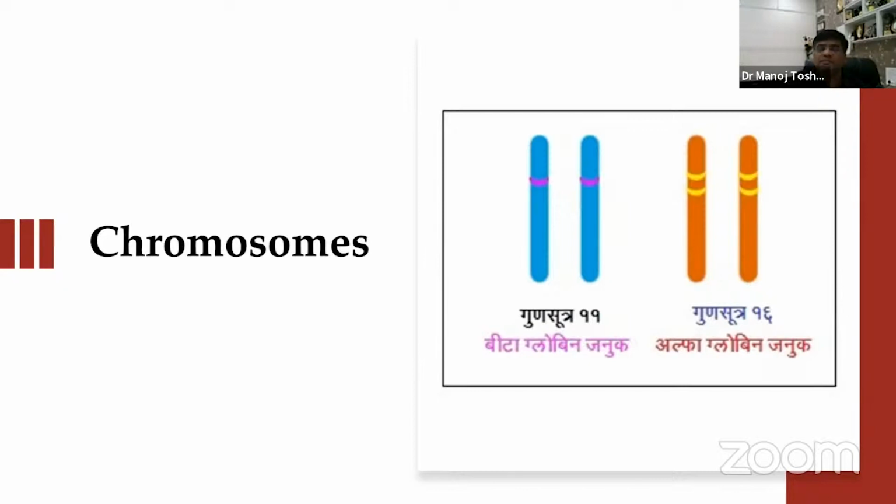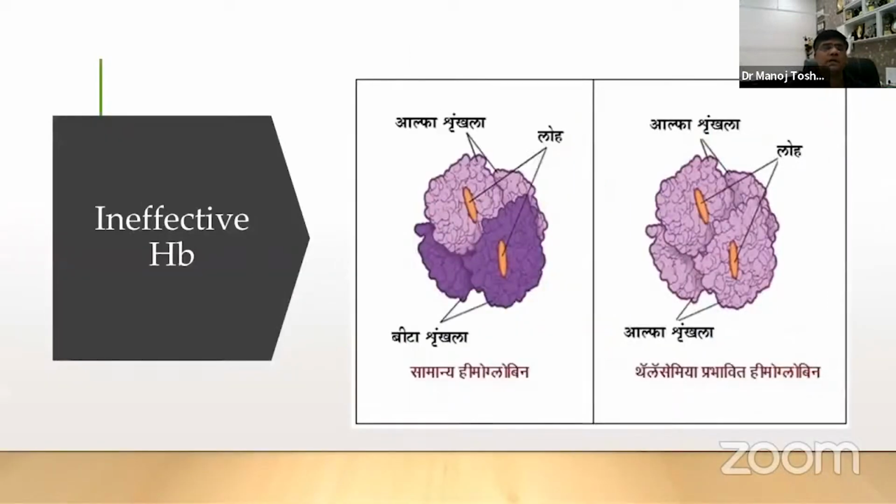Chromosome number 11 has the beta globin chain, chromosome number 16 has alpha globin. So depending upon what mutation they have, on which chromosome, it can be alpha or beta thalassemia. So considering this, let's go to the ineffective erythropoiesis. That is what the problem is.